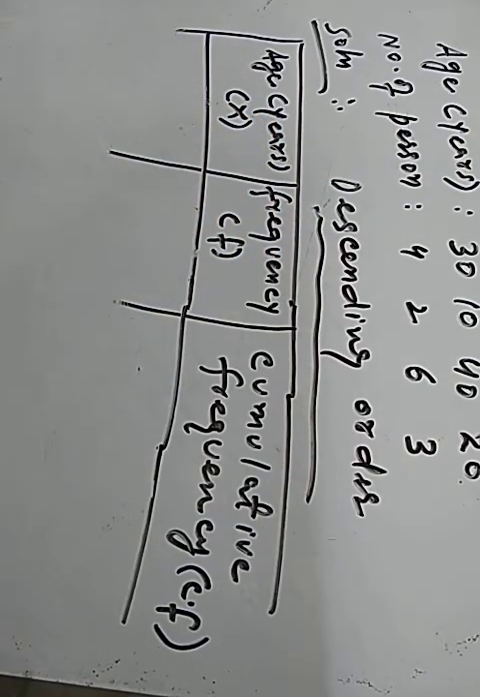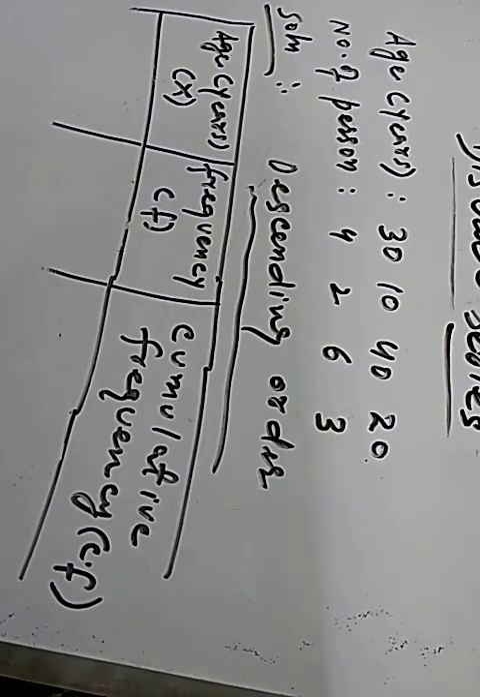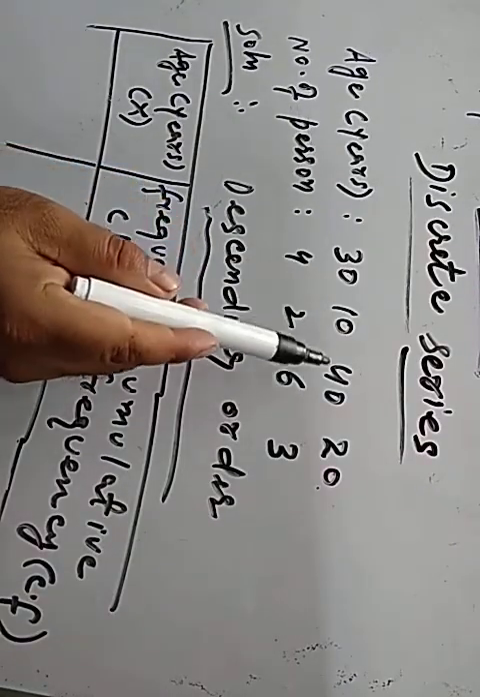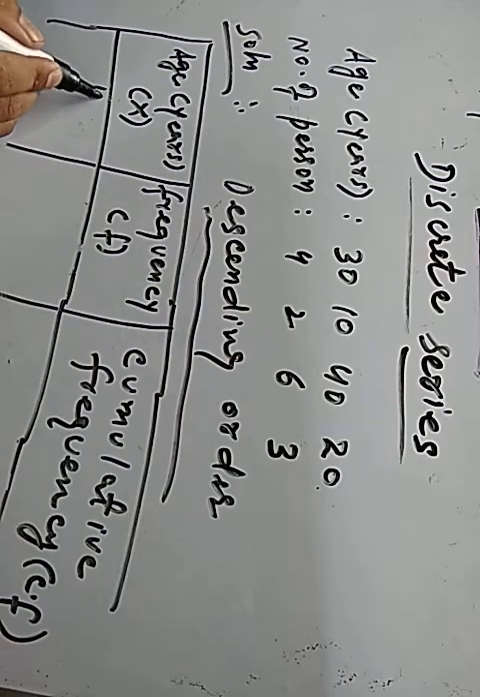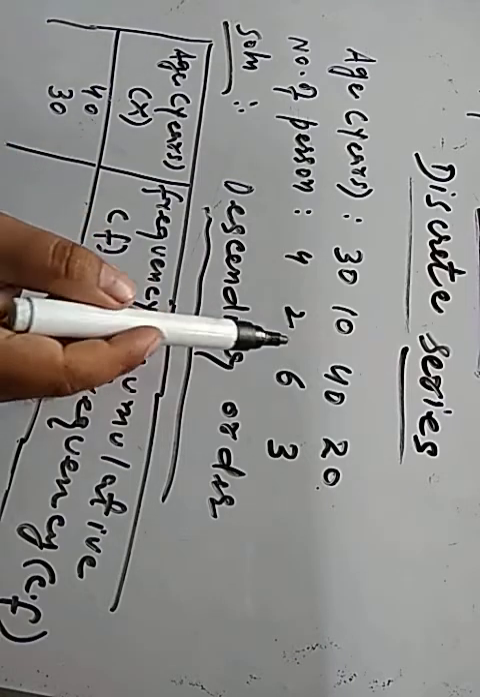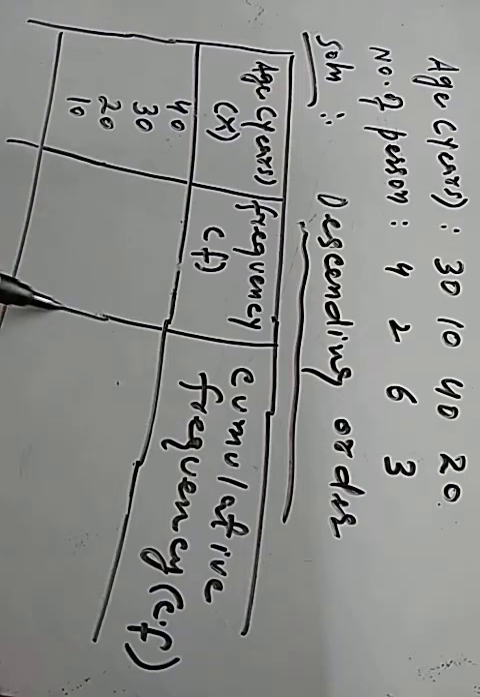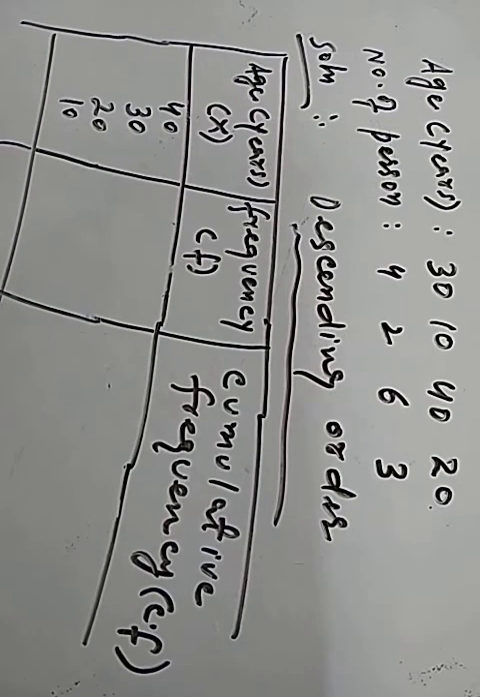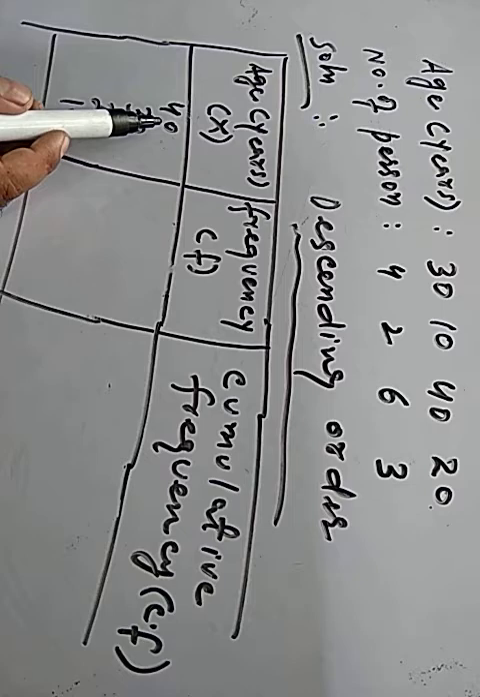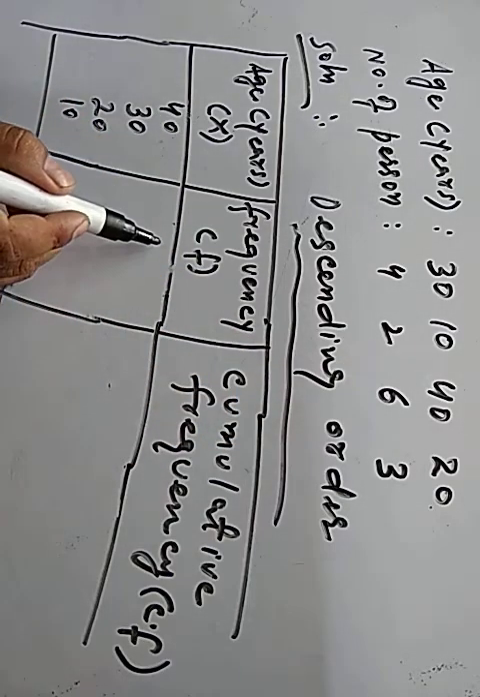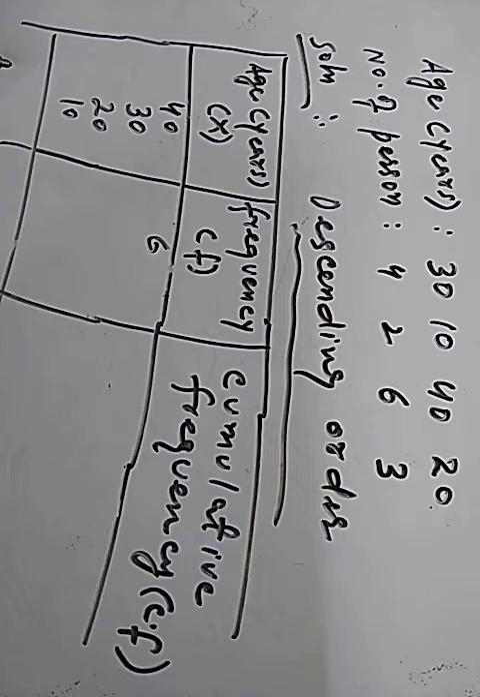And in descending order, the values will be from highest to lowest. The highest age is 40 years. Then 30 will be the next value, 20, and the lowest one is 10 years. This is in descending order. And the frequency of these different values of variable age: those having age equal to 40 years, they are 6 persons, that is frequency is equal to 6.